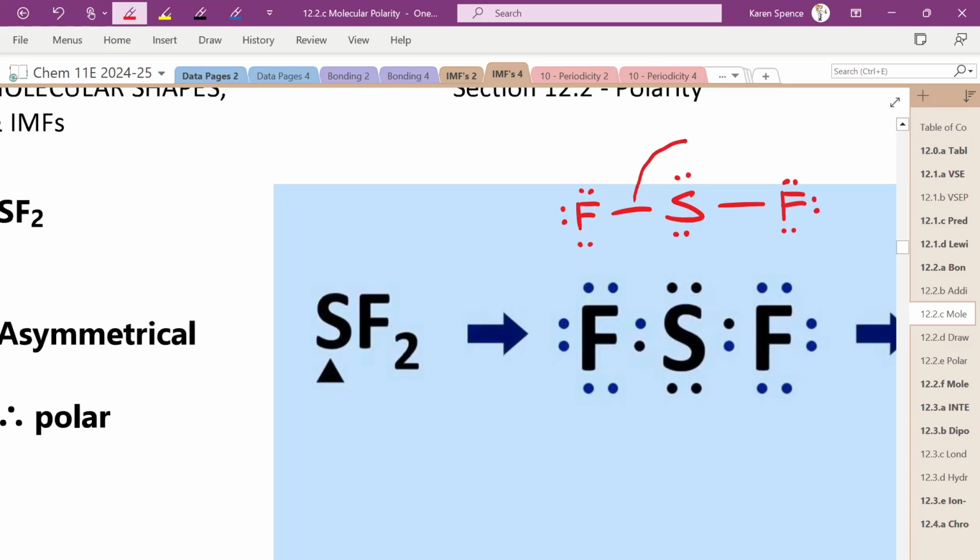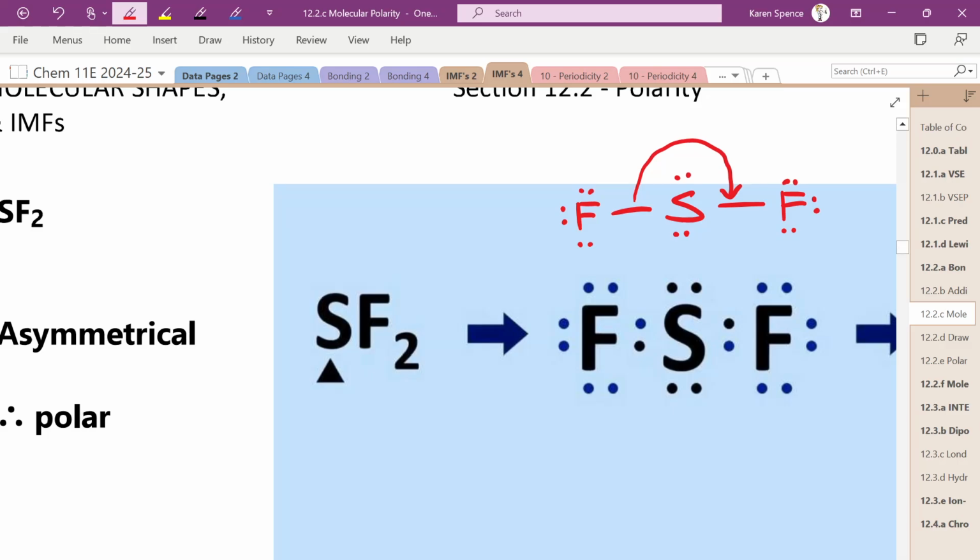What is this bond angle? That is not 180, because Lewis structures don't show you actual bond angles. That is bent.